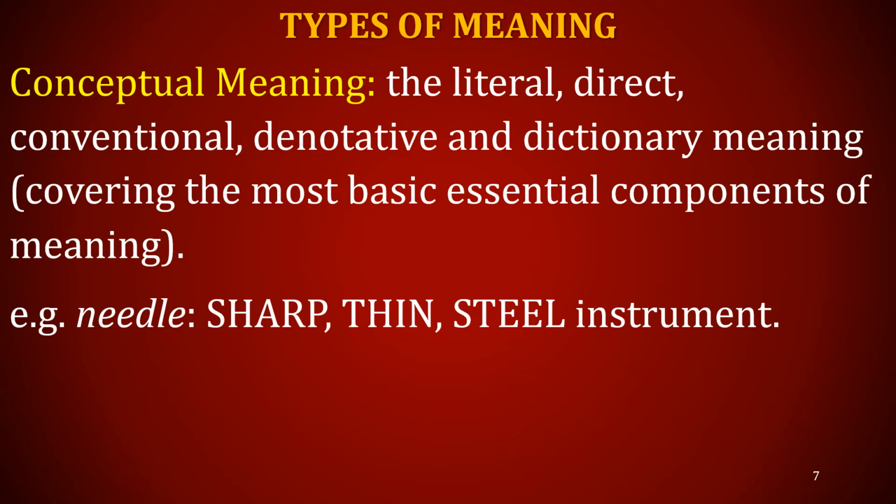For example, when we have a word like needle, the most basic essential components of the word needle are that a needle is sharp, a needle is thin, it's a steel instrument. In other words, needle has these essential components of being sharp, being thin, being steel.